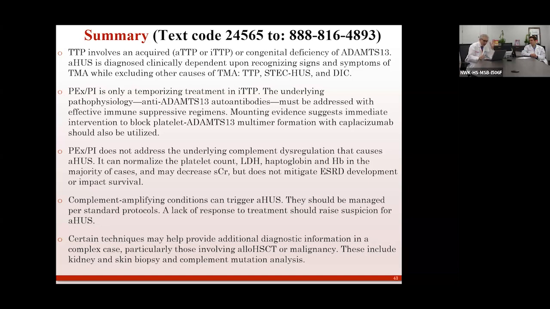And while waiting for that, just to ask, going back to TTP and bringing together the treatments with rituximab, steroids, and caplacizumab, can you comment on the durations of those therapies? How do you manage them over time, and what do you look for?